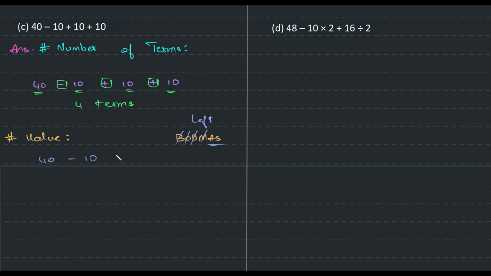So 40 minus 10 plus 10 plus 10. So left to right, what is coming? 40 minus 10, that is 30. Copy the remaining. Then 30 plus 10, 40. Then finally 40 plus 10, 50. Right? Did you see that? I went from left to right. Here also left to right. Even when it comes between division and multiplication, go left to right.